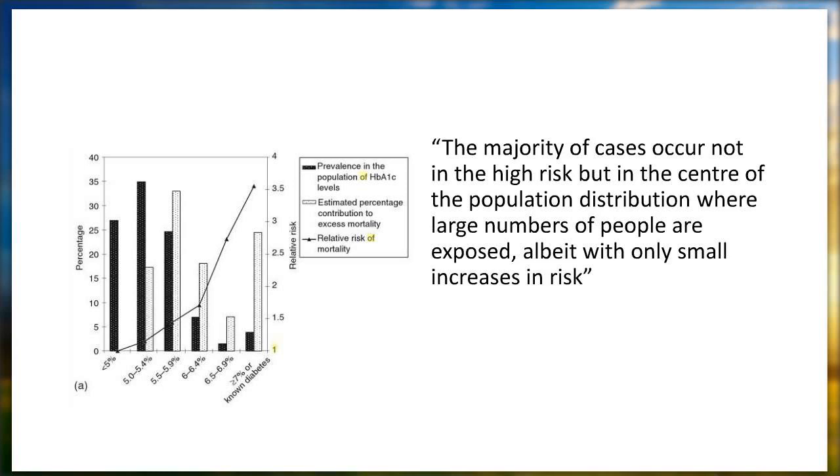But the point is, the white bars are health status. This is what we look at. Diabetes in the population and the mortality contribution from diabetes in the population. If we add up just the white bars, there's a higher contribution to mortality from the white bars in the 5-5.4, 5.5-5.9, 6-6.4, and 6.5-6.9 categories, by a lot actually, than there is from the white bar among those that are known to have diabetes.